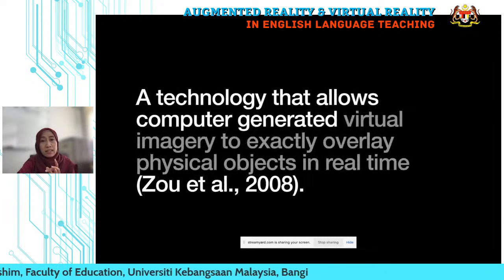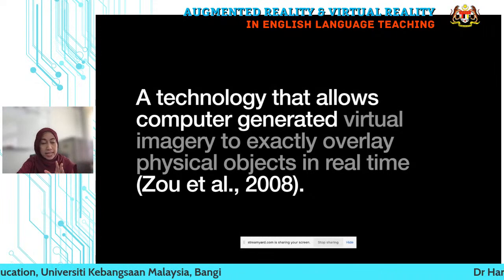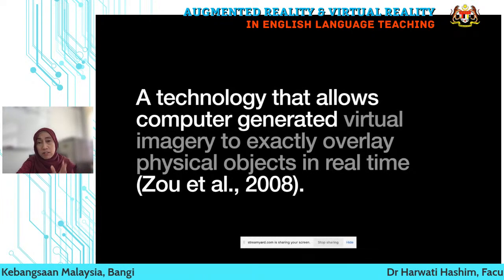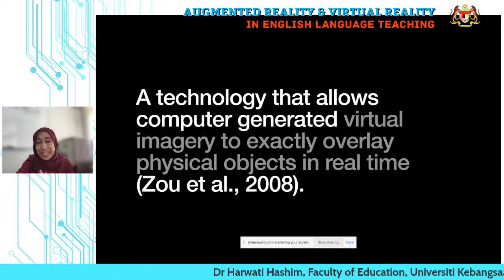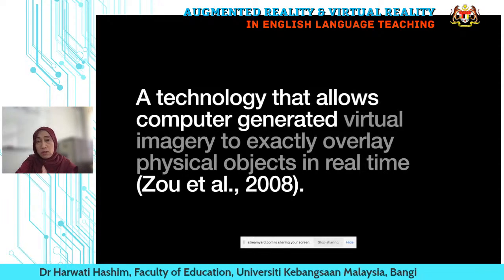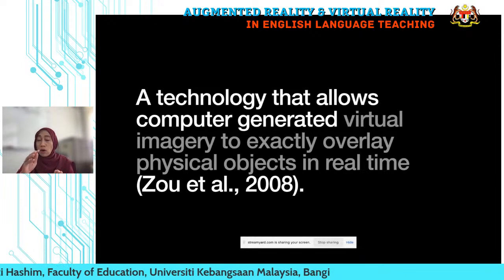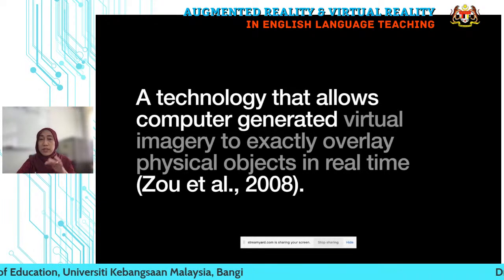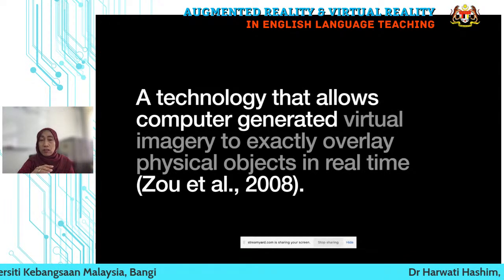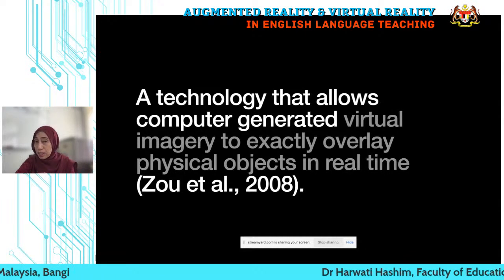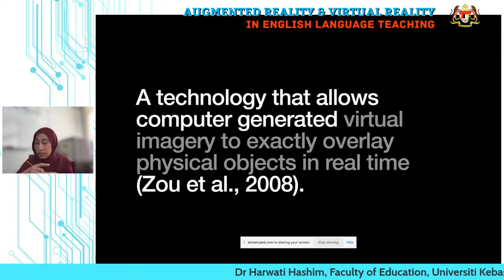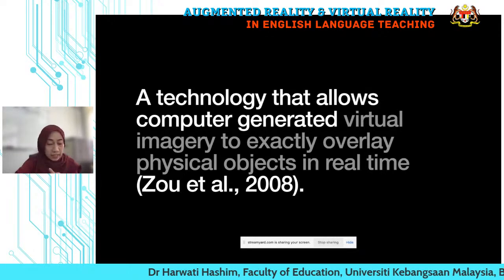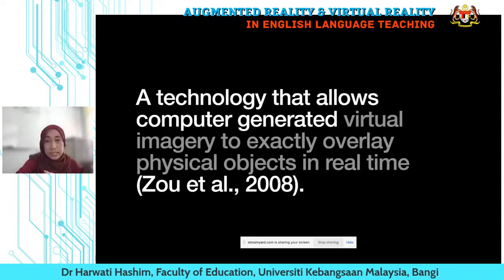Zoe et al. 2008 says that a technology that allows computer-generated virtual imagery to exactly overlay physical objects in real time is what we call augmented reality. So we have overlaying images, even on physical objects. That is another definition of augmented reality.